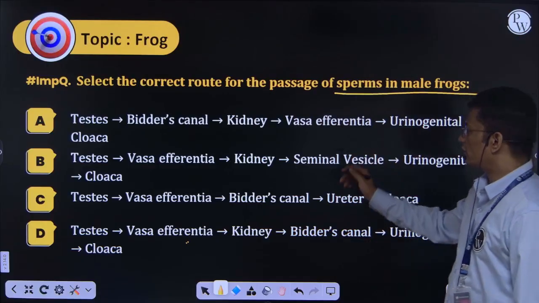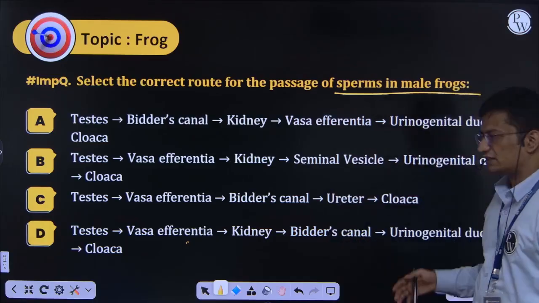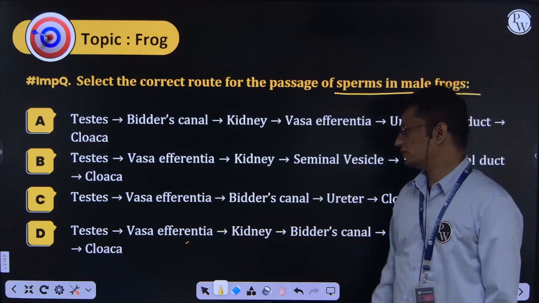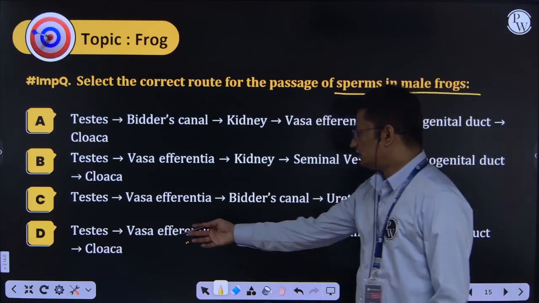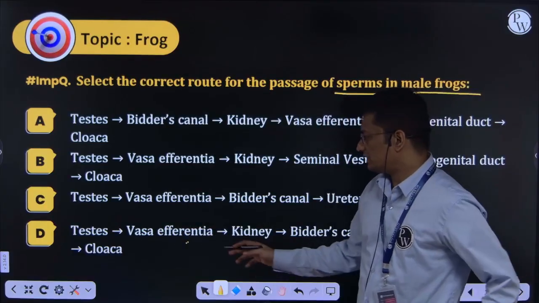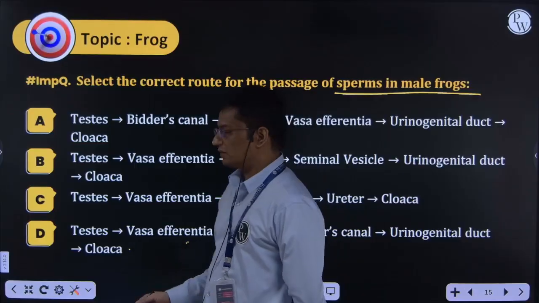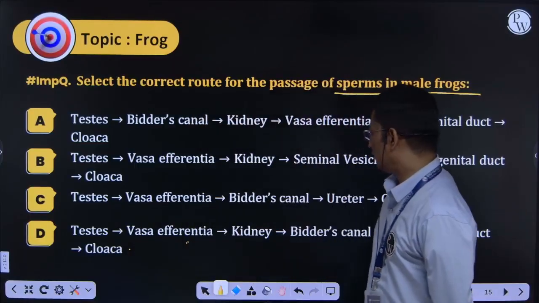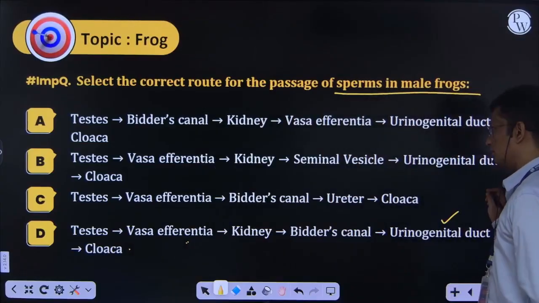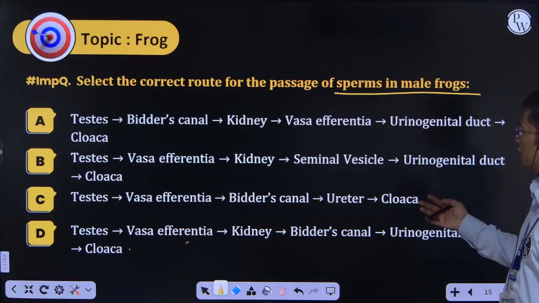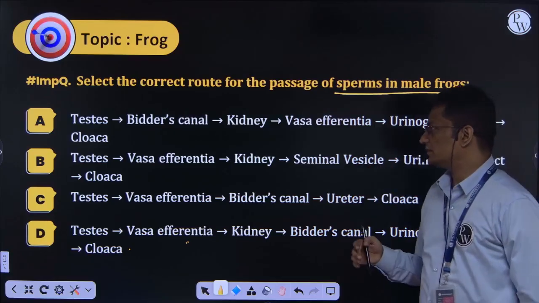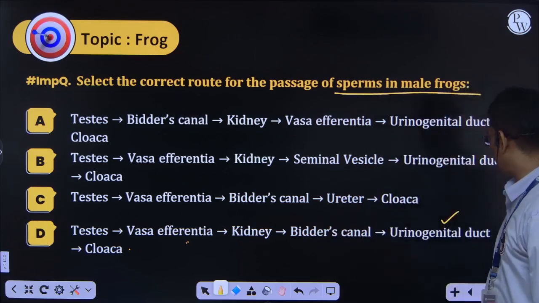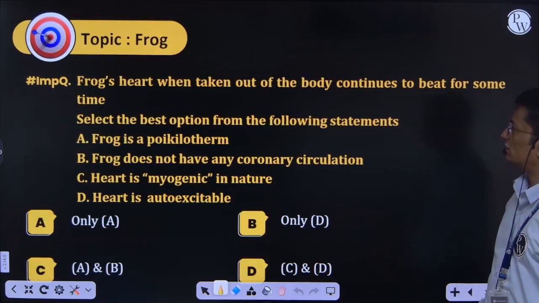So in male frog, this ureter is acting as a urinogenital duct, both for the transport of sperm and also for the urine. Then last, it is connected with the cloaca. Cloaca is the chamber which receives the ducts from the digestive system and urinogenital system in case of male frog. So this option is correct. Here you can expect questions related to the digestive system and reproductive system. What are the structures present in the reproductive system? So focus on these points.